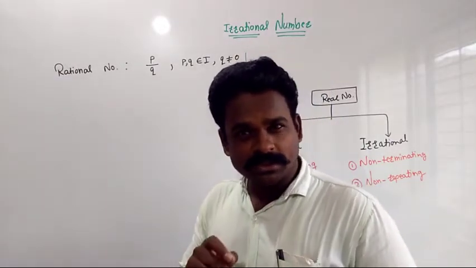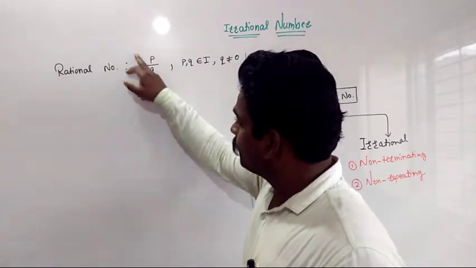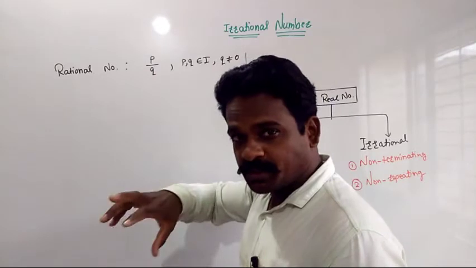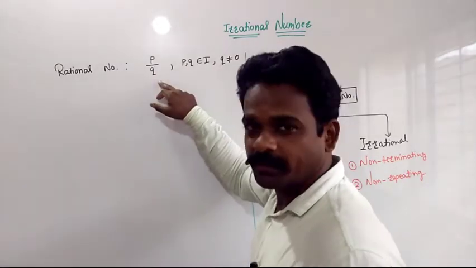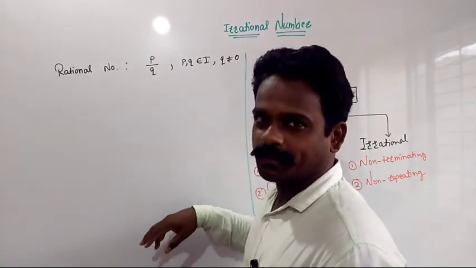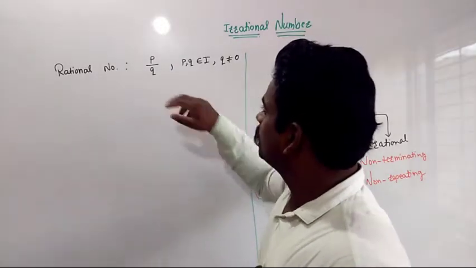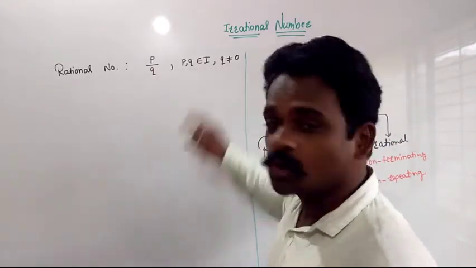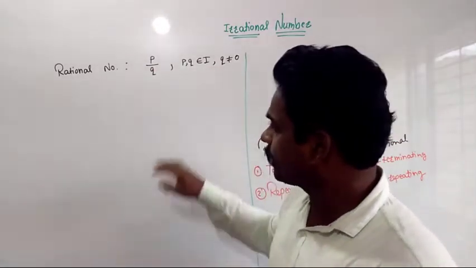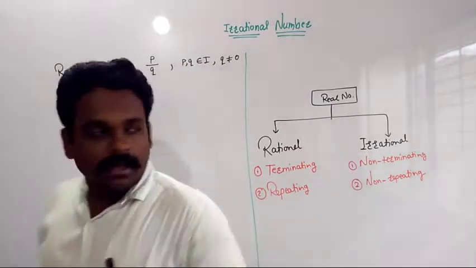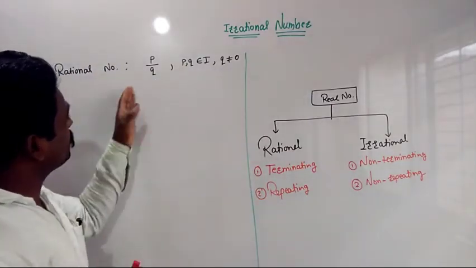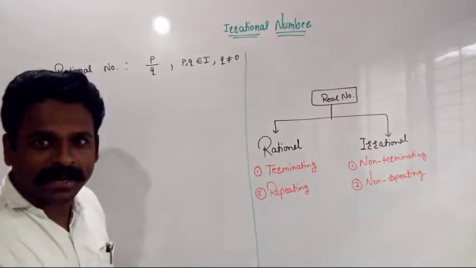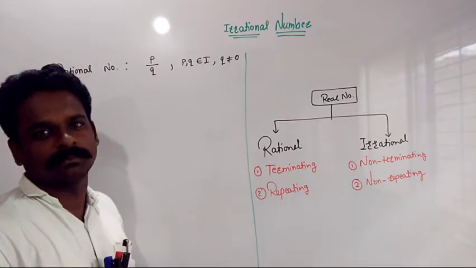The rational number was nothing but the number which we can write in this form, P by Q form. The number which can be written in this form P by Q is called a rational number. The condition provided was that P and Q belong to I and Q is not equal to 0. Okay, fine, no problem. Now see, friends, rational number P by Q is there, but whenever we come across the word irrational number, at that time, how to identify an irrational number?